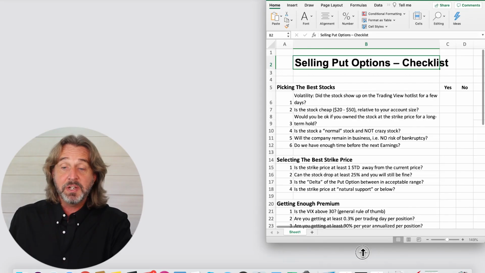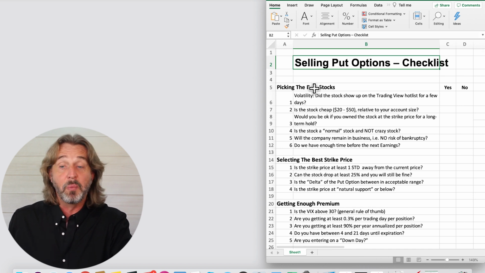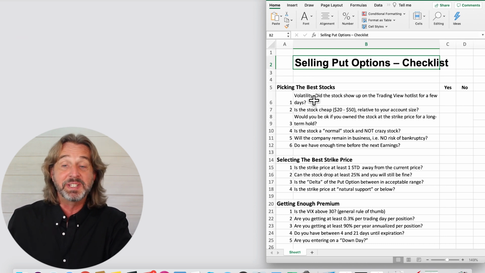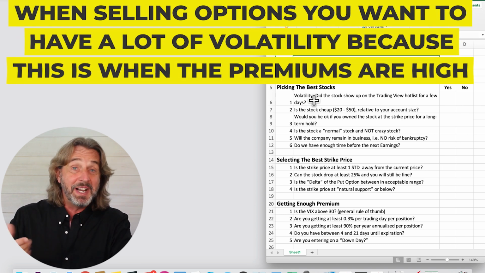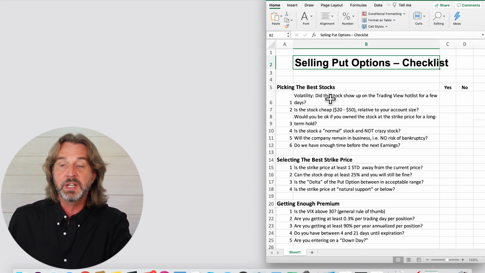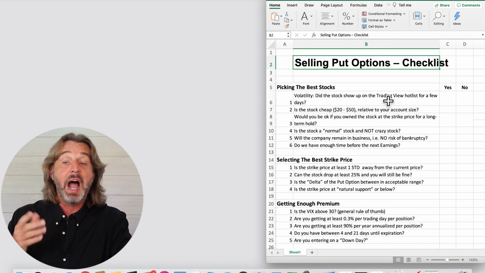But when selling puts, I have my own checklist. So here you see the checklist with the 15 points in picking the best stock. One of the first things that I'm looking for is volatility, since I am selling options. Now, when selling options, you want to have a lot of volatility because this is when the premiums are high. So I want to see that the stock shows up on the TradingView hot list for a few days. And I want to show you exactly today how I'm doing this.